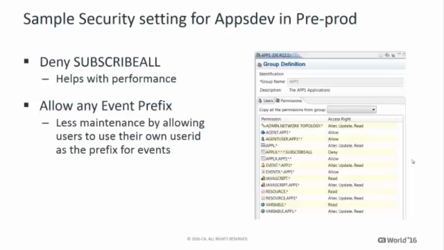And you can also allow any event prefix, because by doing that you have less maintenance by allowing users to use their own user ID as a prefix for events. Again, naming standards for that might be that in an apps dev, a pre-prod environment, users use their own username as the event prefix, and that can make it easier for them to test out things.